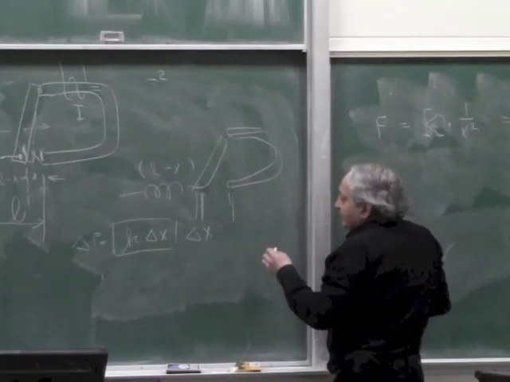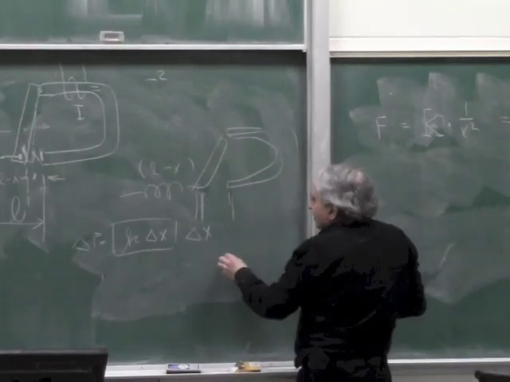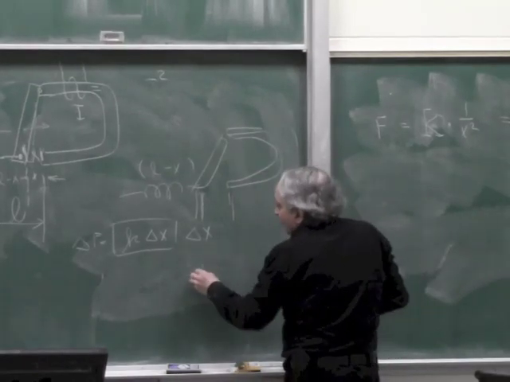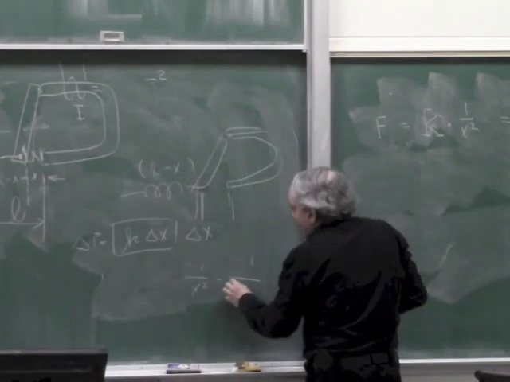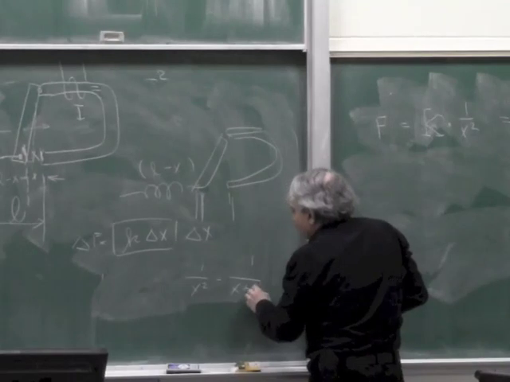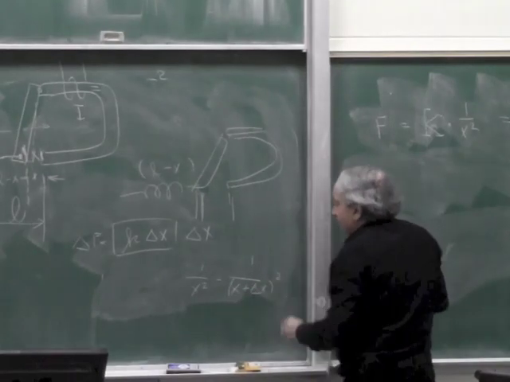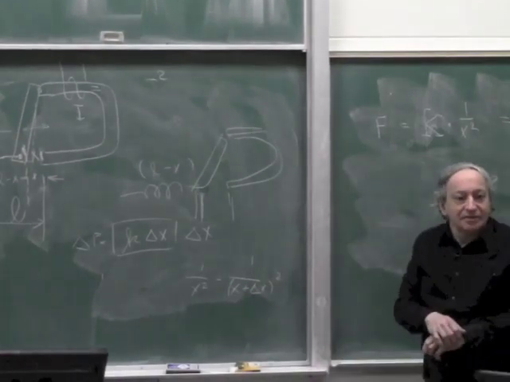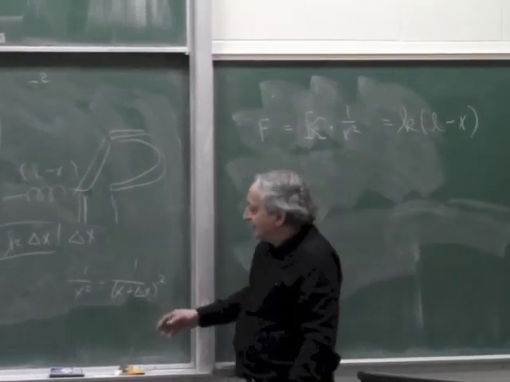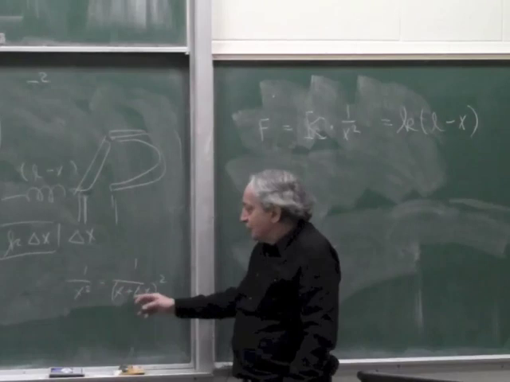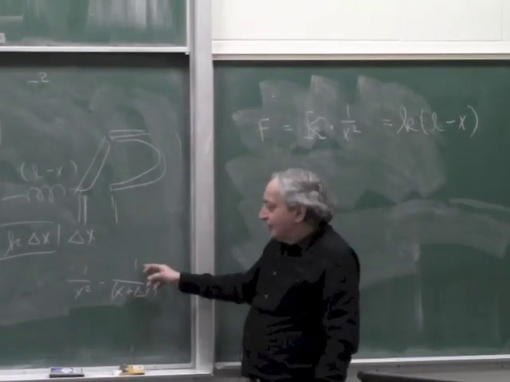For this, the increase will be 1 over x squared minus 1 over (x plus delta x) squared, okay? So you can bring it to a nicer form, but basically you can see when x is very large, the increase in force will be very small.